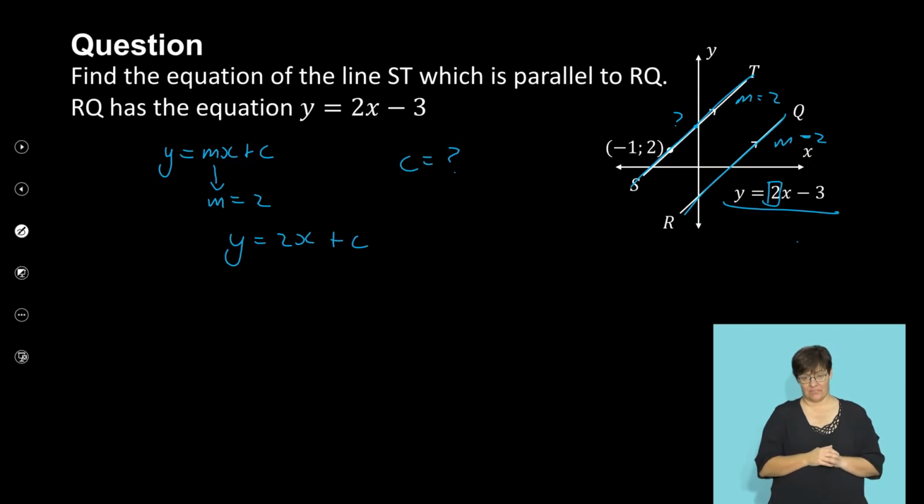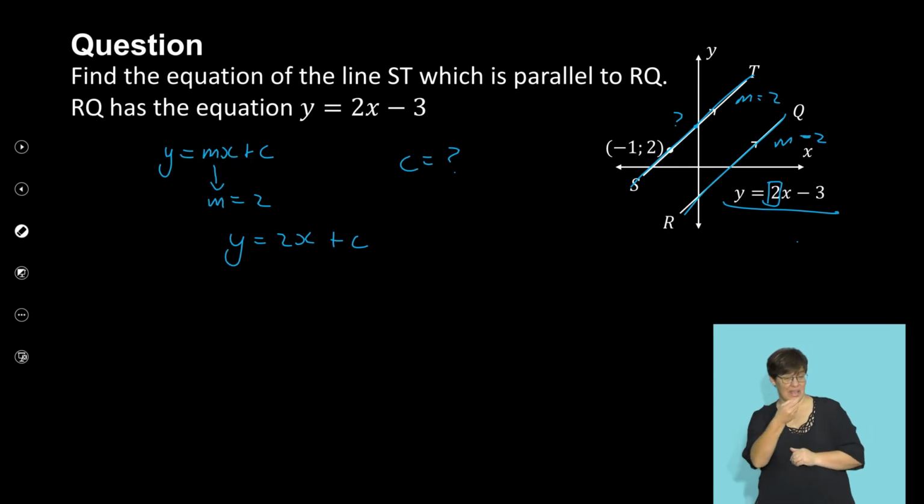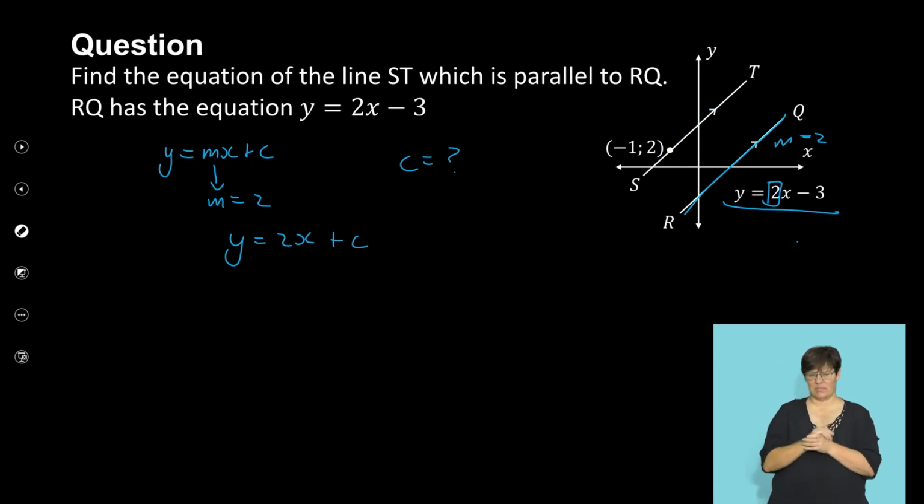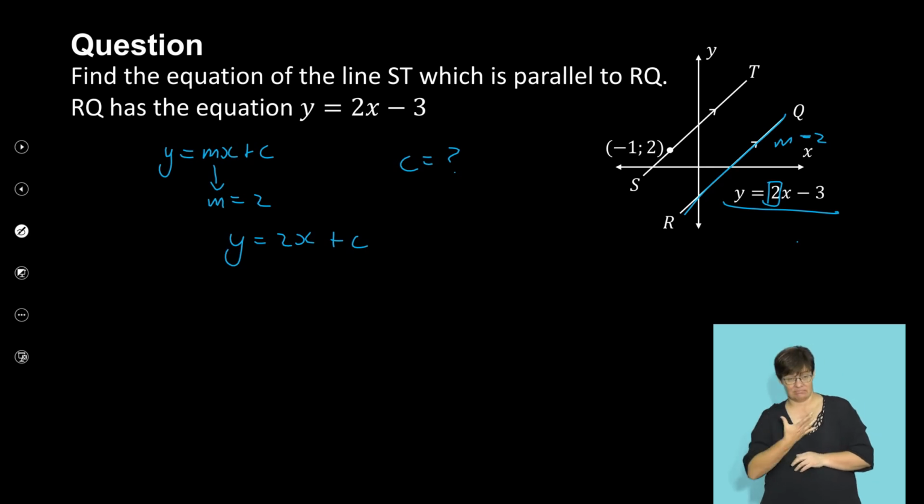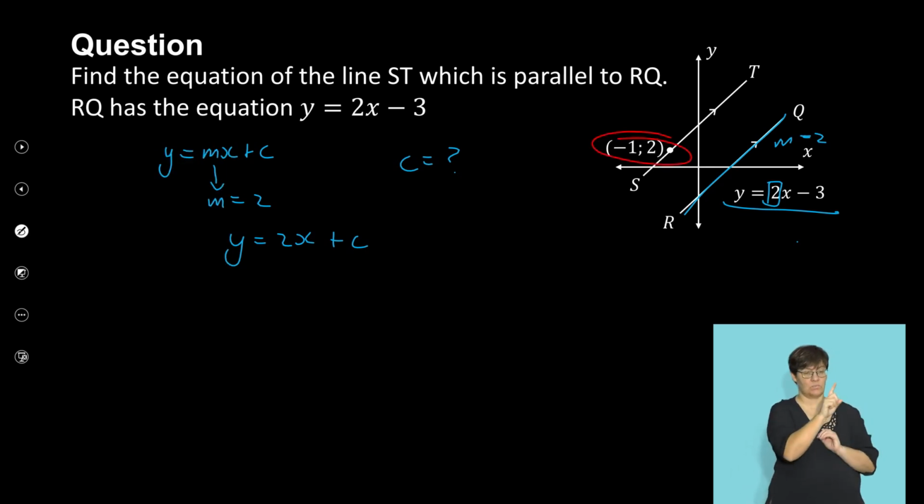Now, the only other piece of information that they've given me, and let me erase some of this so that it's not so full, is that there's a point on this line, -1 and 2. And this is the critical part. What do I know about functions? Functions are always input-output.